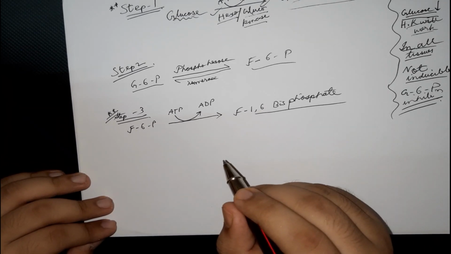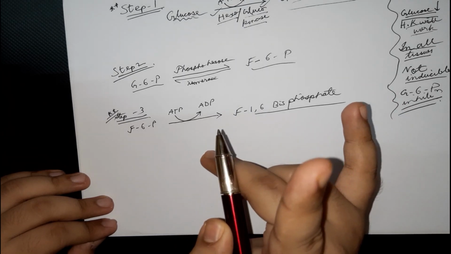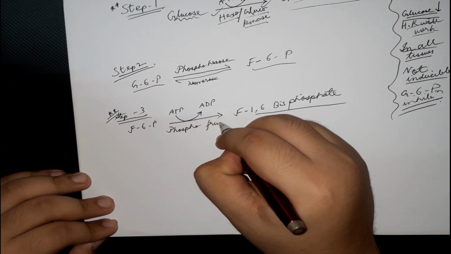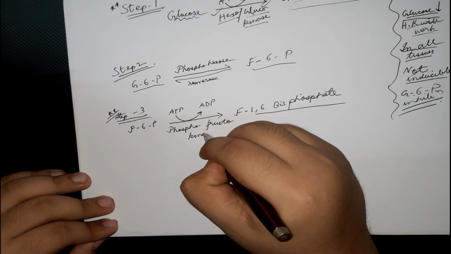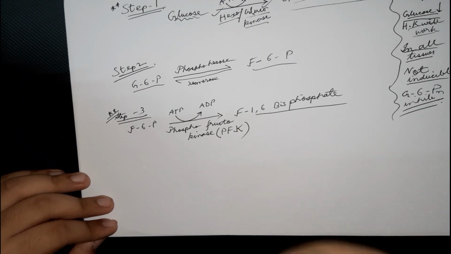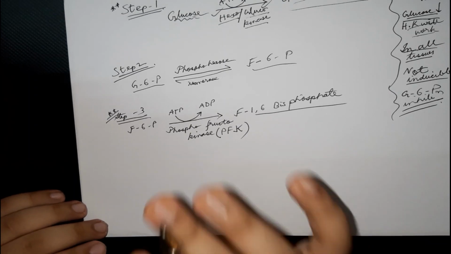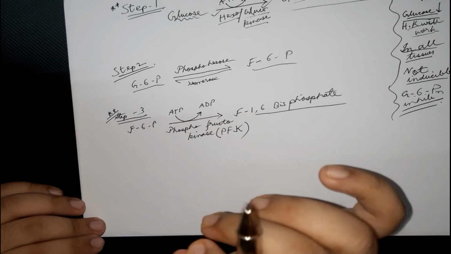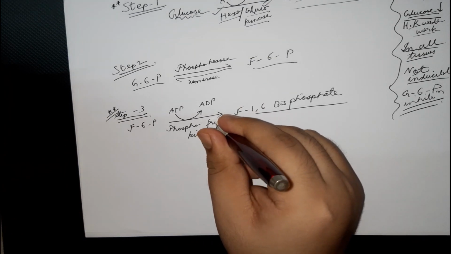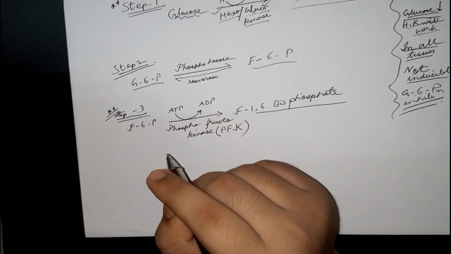The enzyme which is used here, going from fructose 6 phosphate to fructose 1,6 bisphosphate, obviously needs to be a kinase, right? So phosphofructokinase, abbreviated as PFK, phosphofructokinase. This enzyme is very important, okay? And I had already mentioned one thing about phosphofructokinase in the previous discussion.